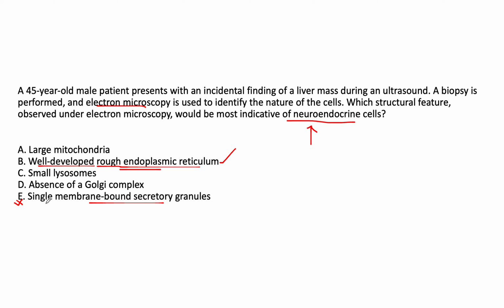Next question: why is this not the right answer? Because I'm sure you must have read about membrane-bound vesicles. They are there, but it's not single membrane, it's double membrane bound vesicles. Yes, your neuroendocrine tumors will have membrane vesicles, but they are double membrane bound vesicles. That's the catch here. So option B is the right answer.